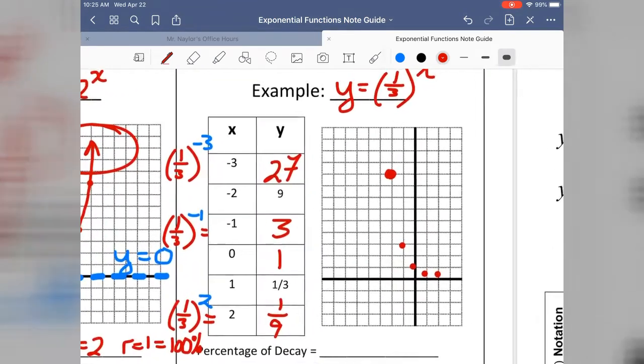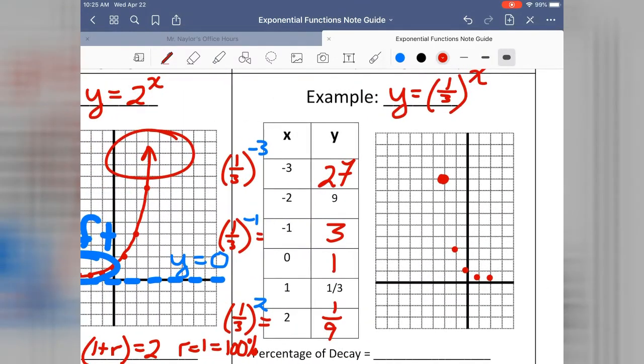Now, you won't be able to graph negative 3, 27, but you would know that that point would be way up here. And so as you start to connect the dots from way up there, and you turn quickly at the bottom, you get a graph that represents decay. It should look kind of like your M&M graph. It should look kind of like the bouncing ball graph.